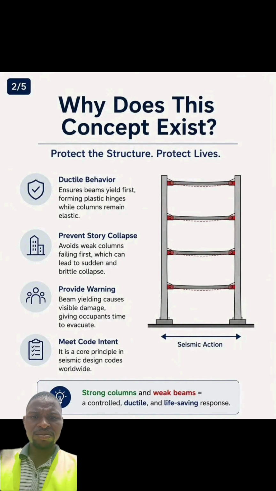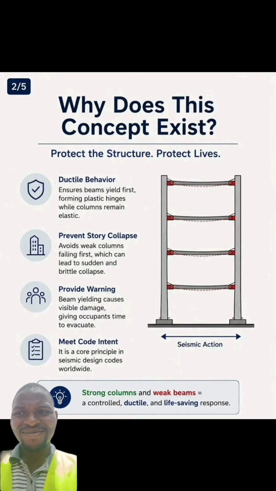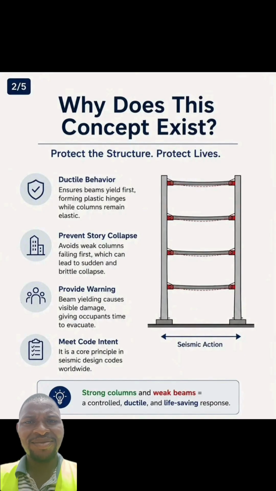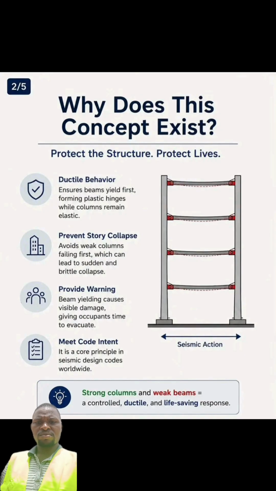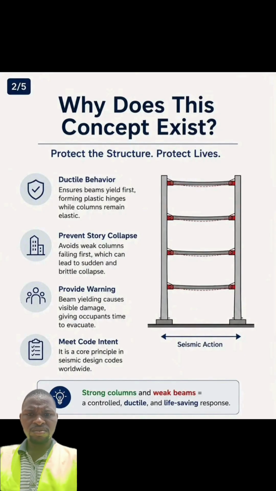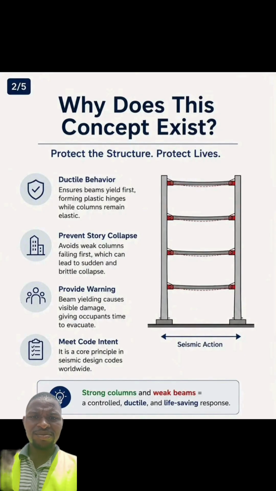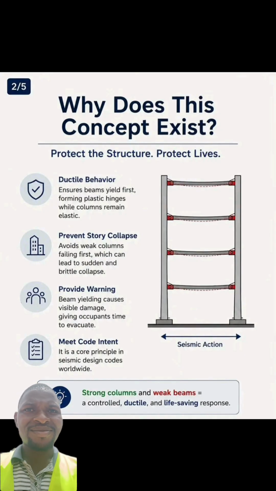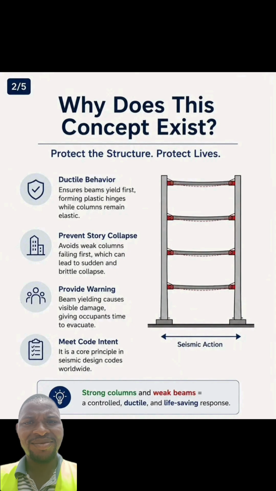The second point is to prevent story collapse. In a frame structure, you understand, where you have multiple beams and multiple columns, right? It actually prevents the story from collapsing. It avoids weak columns failing first, which can lead to sudden and brittle collapse. So it helps to avoid the weak columns from failing first, which always leads to a brittle collapse.